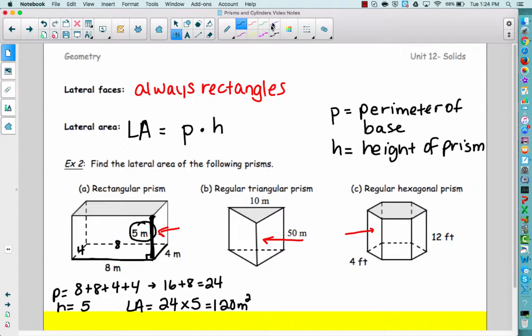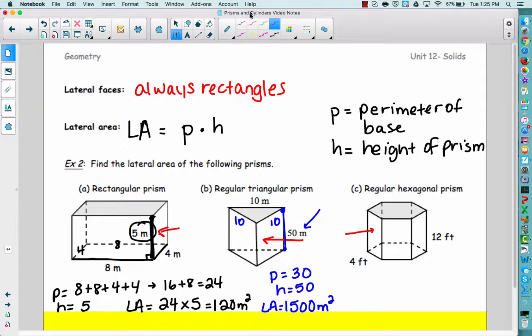All right, let's look at that regular triangular prism. If it's a regular triangle, that means all the sides are 10. So I have to get the perimeter of the base. I'm going to multiply 3 times 10 and get 30. The height of the prism is the perpendicular segment, so one of the edges connecting the two bases. So my height is 50. So I multiply my perimeter times my height. So 50 times 30, which is 1,500 meters squared.